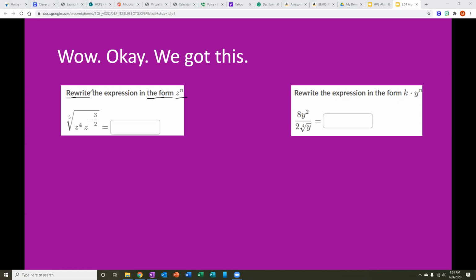Now, what form do they want? Well, they want this form. What form is that? That's exponential form. It's got a base and it's got an exponent.